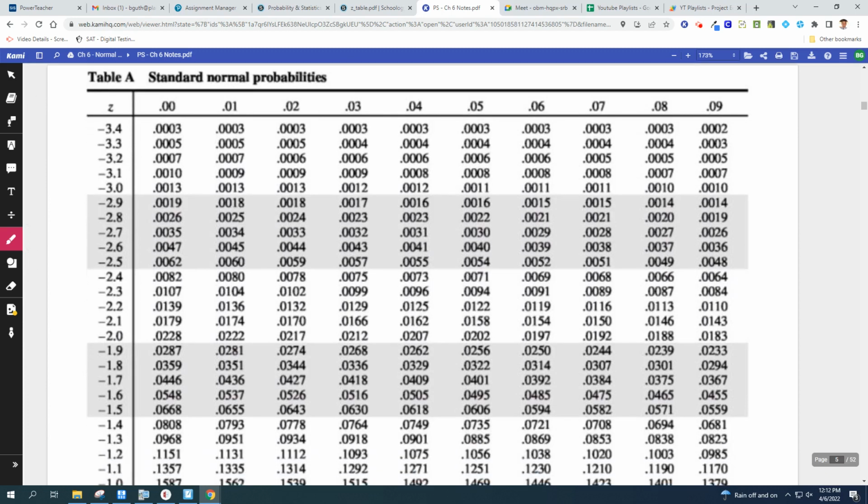We've got this table, and this table is a little bit confusing, but this table is very, very useful for our standard normal probabilities. It's got z-scores along the left side and the top, and then all of these numbers inside the table are areas, okay? Areas, and these areas are cumulative from the left.